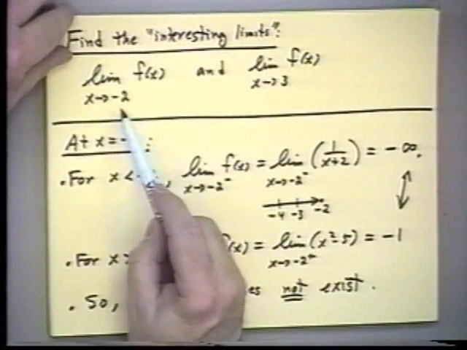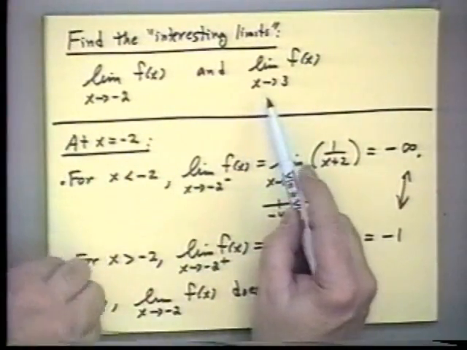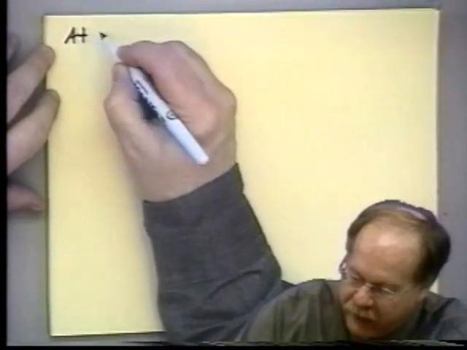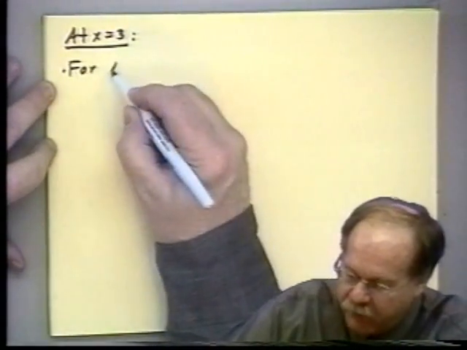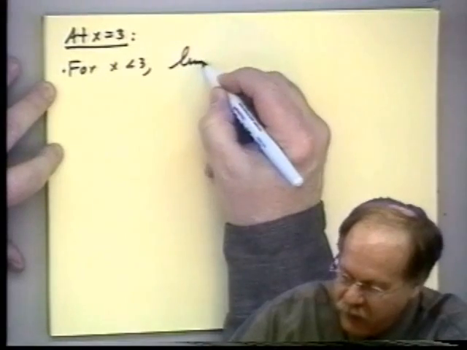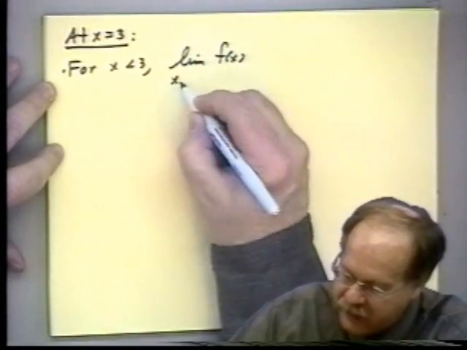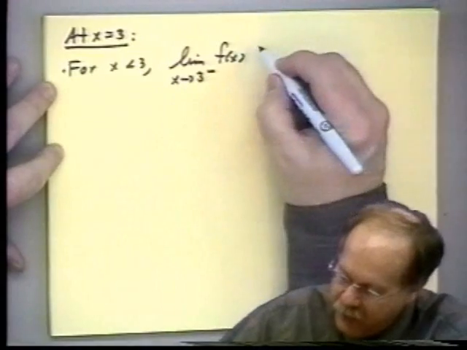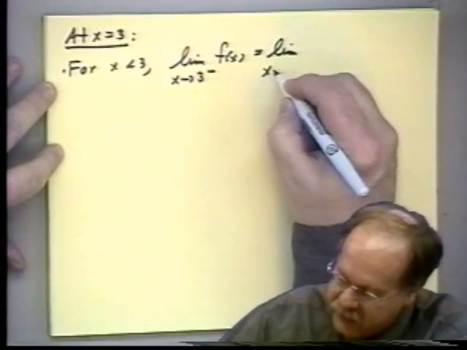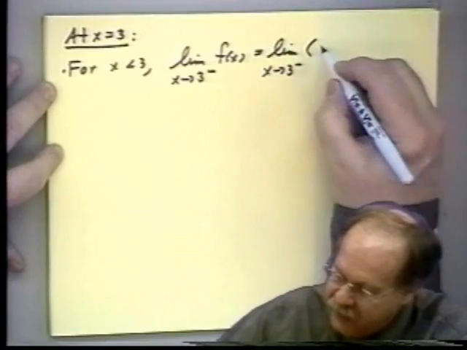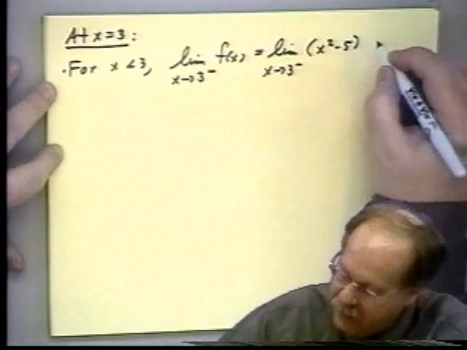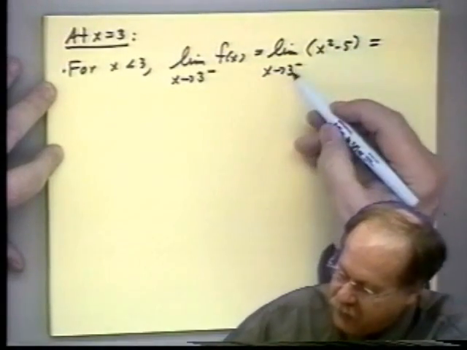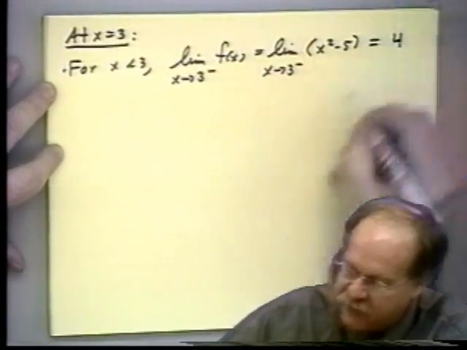All right, that was the interesting limit at minus 2. Now let's go to the interesting limit at 3. At x equals 3, we perform a similar set of calculations. For x less than 3, we'll have the limit of this function as x approaches 3 from below. That will be the limit as x approaches 3 from below of, if you remember, the function is x squared minus 5 for x less than 3. And again, because this is just a polynomial, we can put the 3 in here. 9 minus 5 gives us 4.